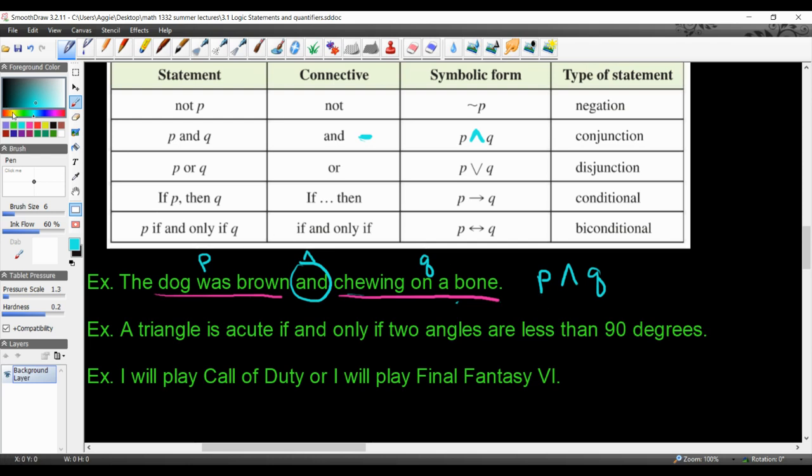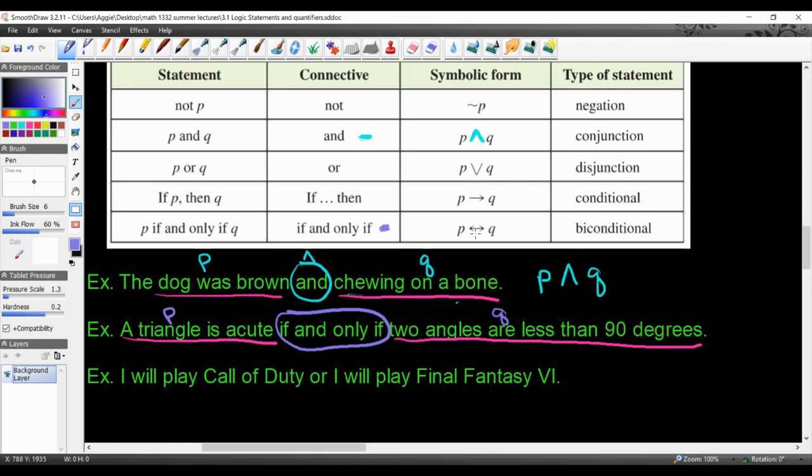We're going to use the same idea for the next example. I'm first going to underline the statements. I have a triangle that's acute, there's one of them, and then two angles are less than 90 degrees. Just like the one before, I'm going to go ahead and label. Let's use a different color for this one. This will be my P, my first statement. And this will be my Q, my second statement. And in the middle, we have this if and only if. So we're going to look for something up here that has that if and only if. It looks like it's this last one right here.